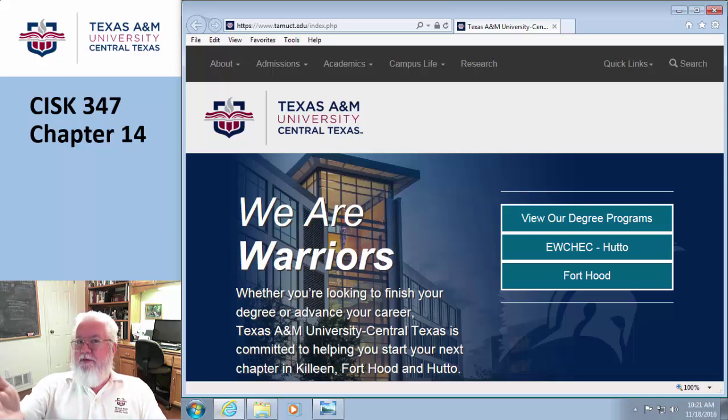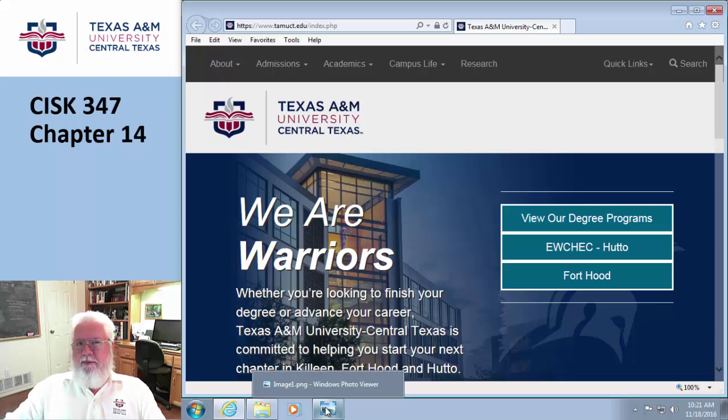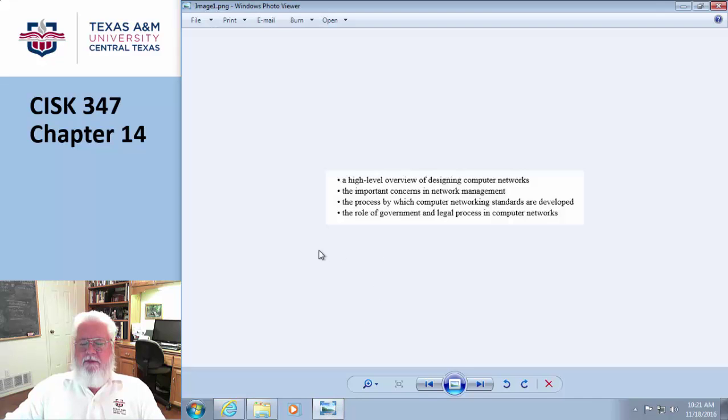Okay, so as always, we're going to start with the learning objectives. And this one is kind of a weird one. This is on managerial issues, and so they have lots of information about design and stuff. So, a high-level overview of the design process. The important concerns about network management, because these things just don't run themselves. The process by which computer network standards are developed. Boy, is that a wild one. And the role of government and the legal process in computing in general.